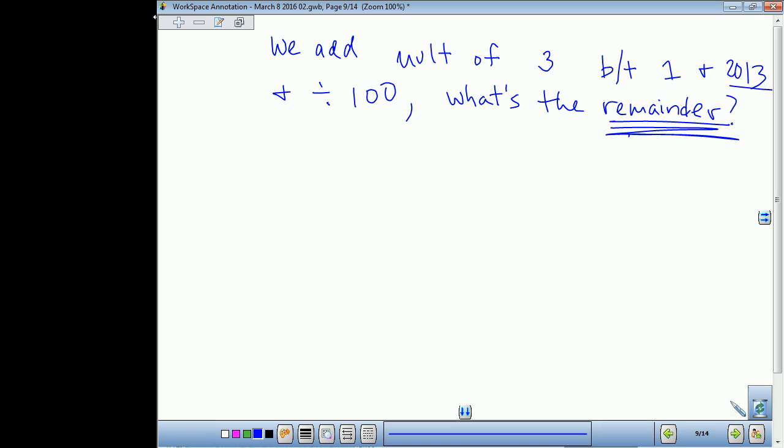So, this was our question for math team this morning. What we're going to do is add all the multiples of 3 that exist between 1 and 2013. And then after we add all those up, if we divide by 100, what's the remainder? That was our math team question this morning. So now, can we find all the multiples of 3?